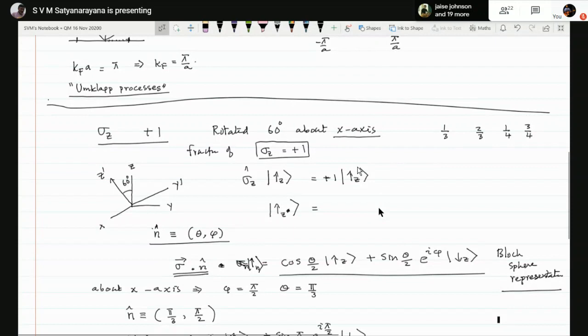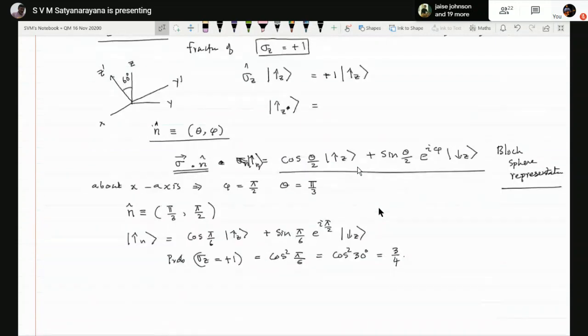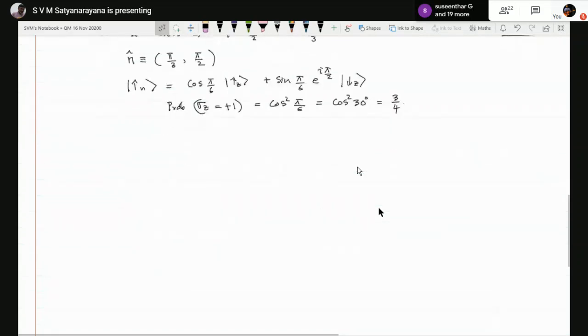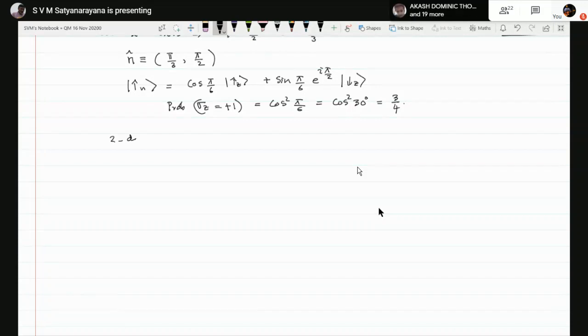So can I explain this again? The answer is 3 by 4. So how did we arrive at this? See, what I'm trying to say is, suppose you have a two-dimensional Hilbert space, right?